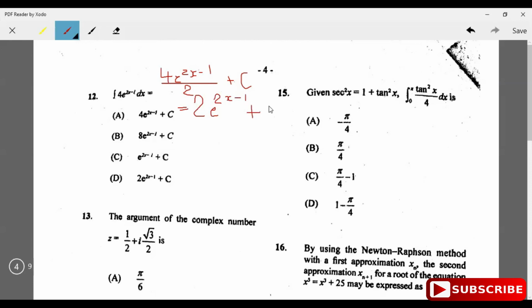So that's a very easy question. This has to be like the easiest question on the paper. That's option D. Very easy. Soft.